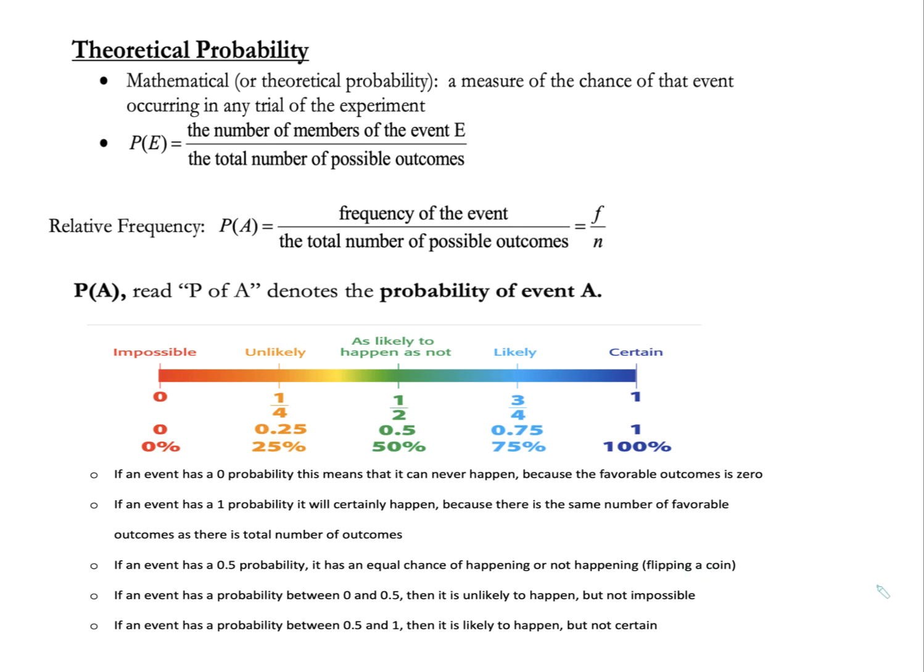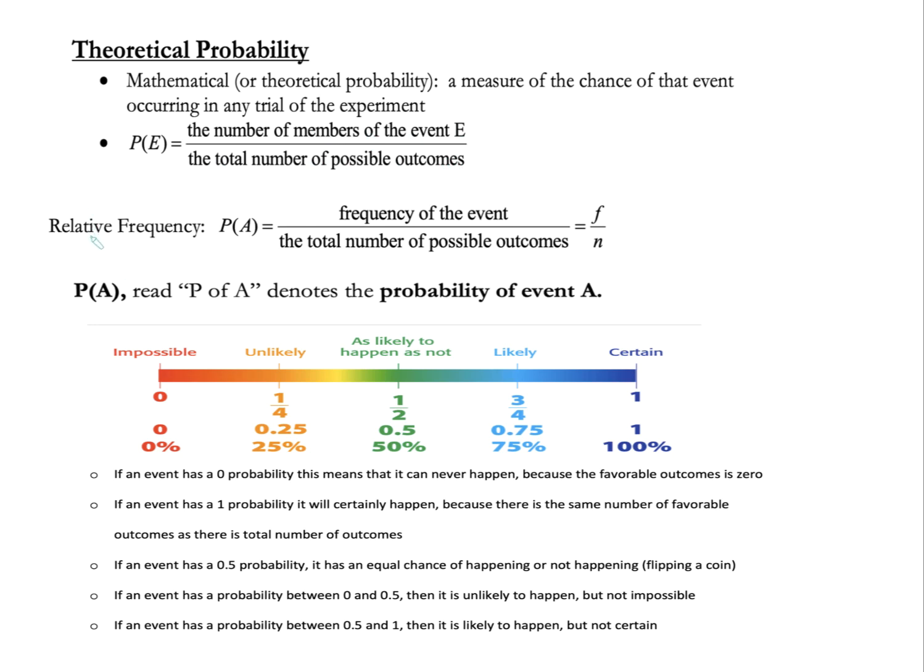Now on the task test, there are two types of probability you're going to come across. The first one is theoretical probability. This is what we call mathematical probability, and it's the measure of the chance of an event occurring in any trial of the experiment. It's written P of E, where E is the event, and it's the number of members of the event E over the total number of possible outcomes.